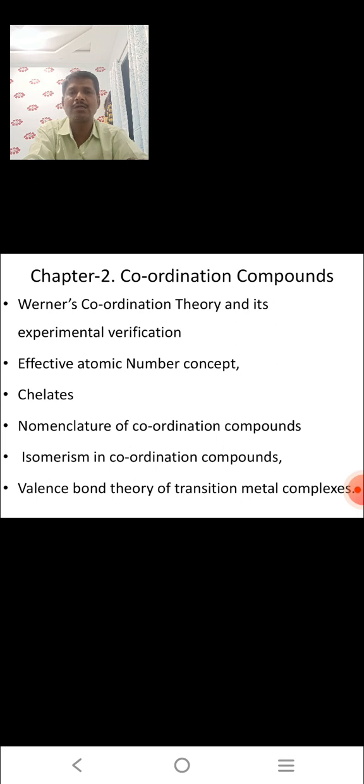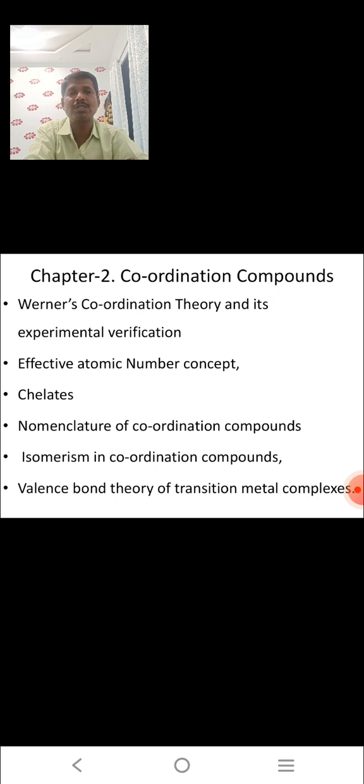How we can indicate the primary and secondary valency, which molecules exhibit and confirm their primary and secondary valency, and how we can denote these valencies in a coordination compound, particularly in inorganic complexes. The most important point of coordination compounds is the effective atomic number, that is EAN, the effective atomic number concept of coordination compounds.